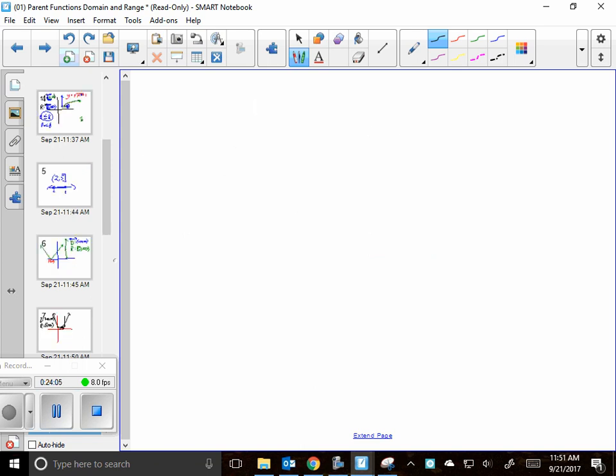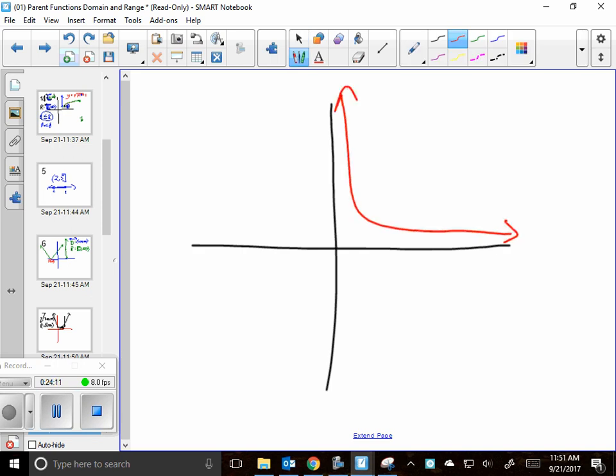It's domain and range of this weird one that looks like this. Now, this is the only function that has this property that it gets closer and closer to 0, but it'll never touch it.